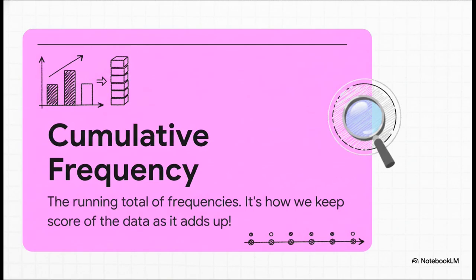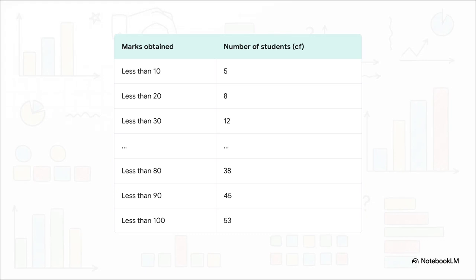Now, to find this middle score, we need a special tool, and that tool is called cumulative frequency. It sounds fancy, but in simple terms, it's just a running total. We're literally just keeping a running score of how the data adds up. It's that simple.